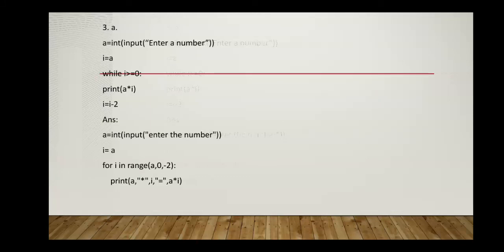Now question number 3. This program we have to write using the while. We have initialized the value. While I greater than equal 0, so we have to give the range A comma 0 and minus 2, because we can see that there the value is decreasing. For the decreasing value we have to use the negative step value, and then after it will print the value.